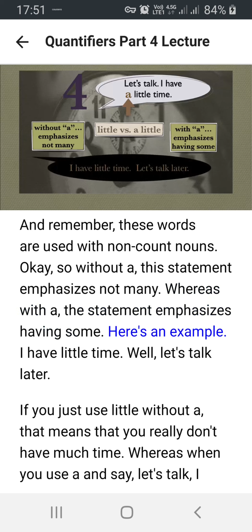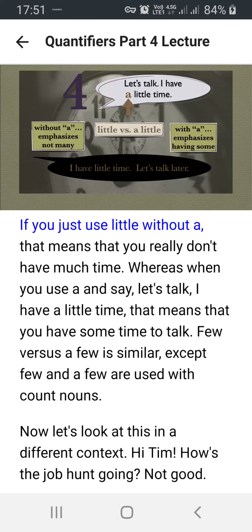Here's an example. I have little time. Well, let's talk later. If you just use little without a, that means that you really don't have much time. Whereas when you use a and say, let's talk, I have a little time, that means that you have some time to talk. Few versus a few is similar, except few and a few are used with count nouns.